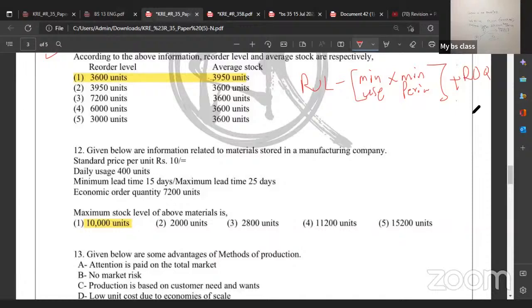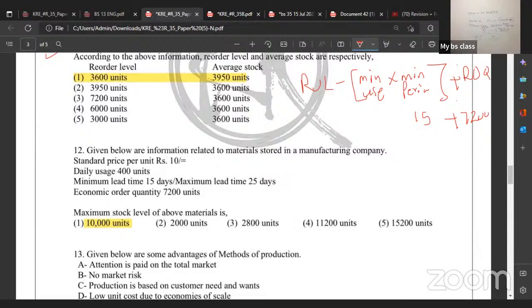ඒක ප්‍රශ්නයක් නෑ. හරි, දැන් මෙතනින් අපිට මොනවද තියෙන්නේ? Daily usage එක දීලා තියෙනවා. Minimum lead time එක, maximum lead time. So minimum lead time එක 15 days. Then ROQ අපි ළඟ තියෙනවා 7,200. Right? මොනවාද අපිට අඩු වෙතනින්? ROL නැහැ නේ, reorder level එක නැහැ. ඒ වගේම minimum usage එකක් නැහැ, but they are giving the daily usage.